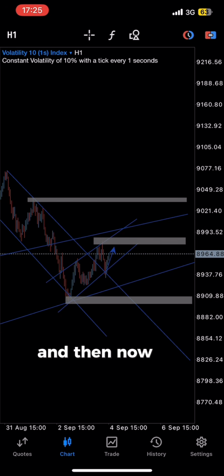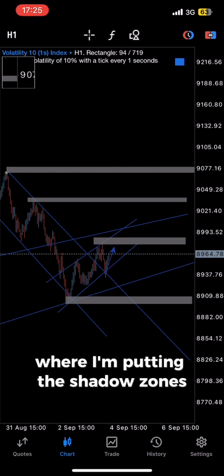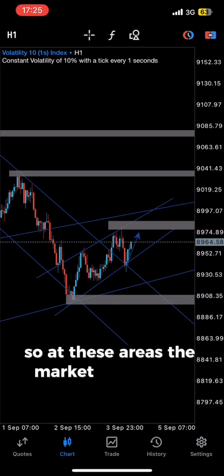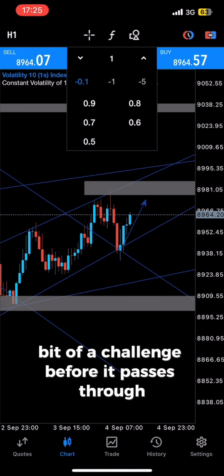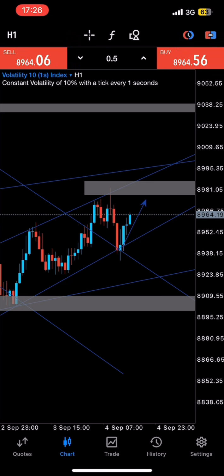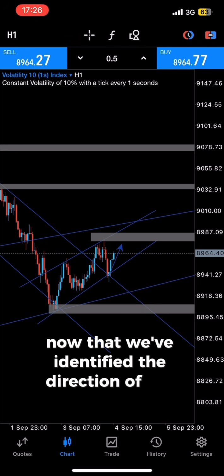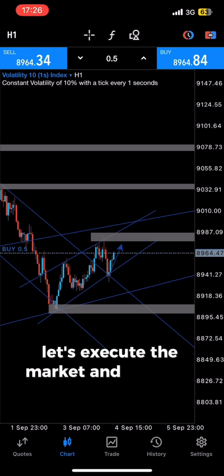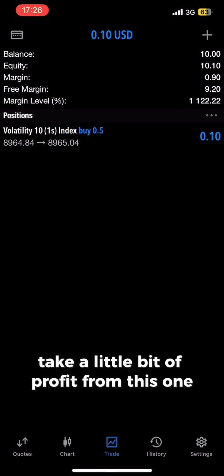And then now we identify the major areas of confluence where I'm putting the shadow zones. At these areas, the market is going to face a little bit of a challenge before it passes through or even bounce back. So now that we've identified the direction of the market, let's execute the market and see if we can take a little bit of profit from this one.